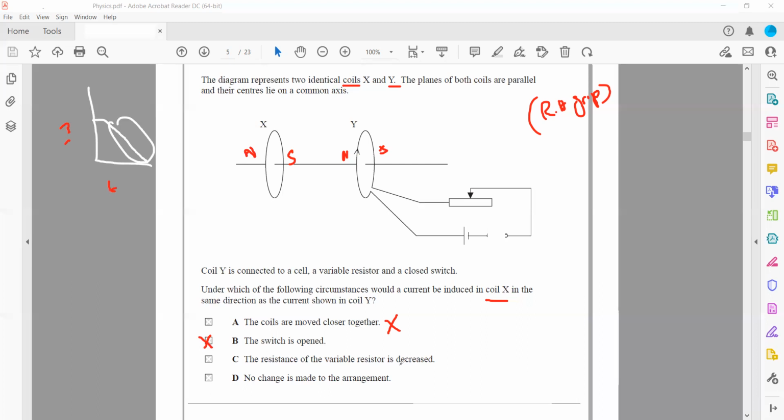The resistance of a variable resistor decreases. If we decrease the resistance, the current will increase, and as the current increases, the coil will try to oppose it. So it will try to produce poles in the opposite direction. So north will be here and south will be here. That's why C cannot be an answer. No change in arrangement: if there is no change in arrangement, there is no change in the magnetic field. So if there is no change in magnetic field, there will be no induced current or EMF in coil X.